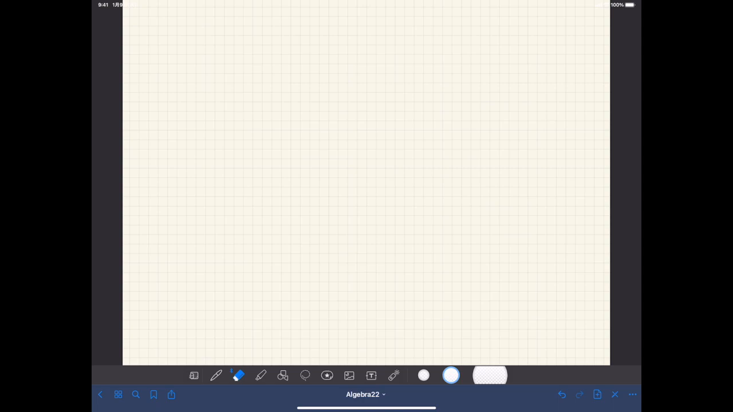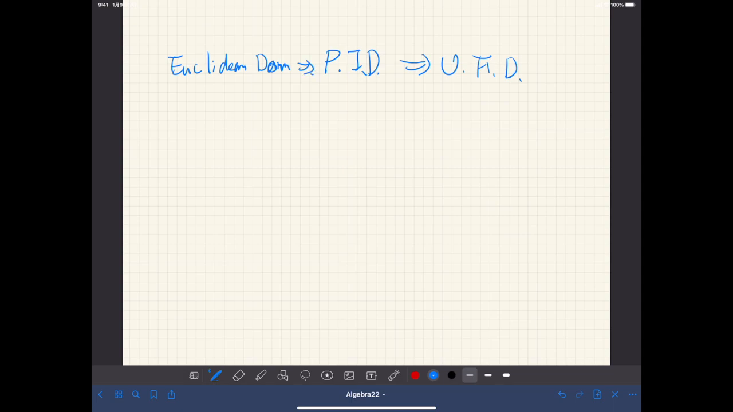Finally, we would like to prove that every principal ideal domain is a unique factorization domain. And previously we have proved that every Euclidean domain is a principal ideal domain. So it follows that every Euclidean domain is a unique factorization domain. But before that, we need to prove the following lemma.